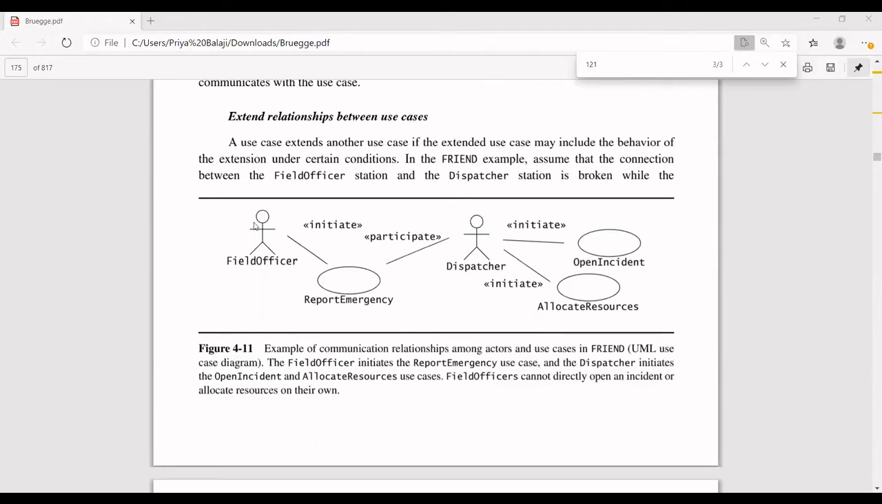Like, the field officer is going to be the actor who initiates the report emergency, and the dispatcher is going to be the actor who is going to participate in the report emergency, and the dispatcher is an actor who is going to initiate open incident and allocate resources. This much content is more than sufficient for answering the first point.